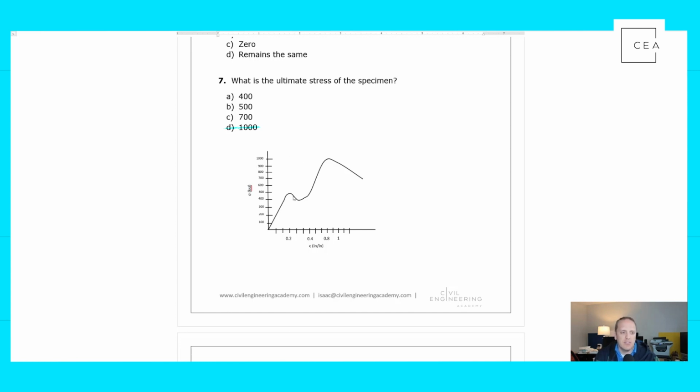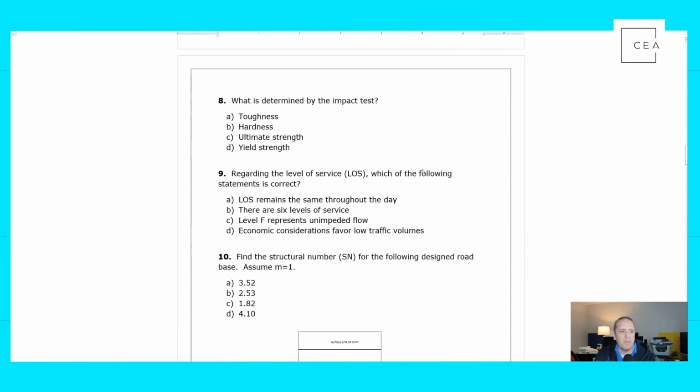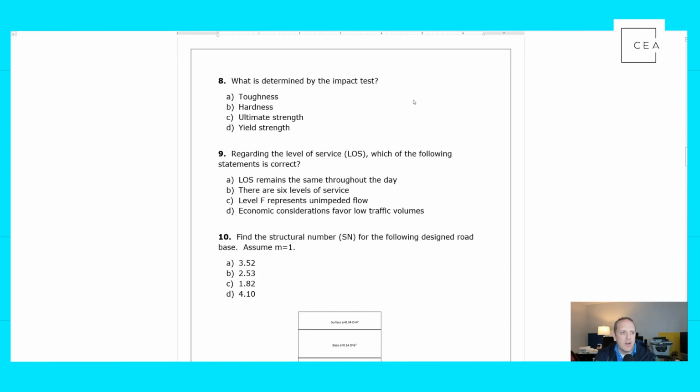So again, if you're listening to this on audio, you'll want to make sure that you become very familiar with stress strain diagrams and understanding all the things that they could ask you as part of that. Good one. All right, next theory question says, what is determined by the impact test?